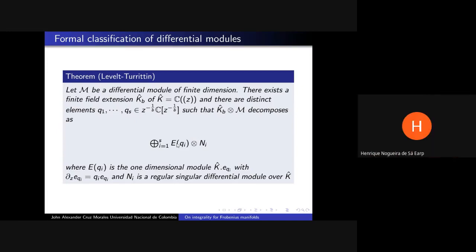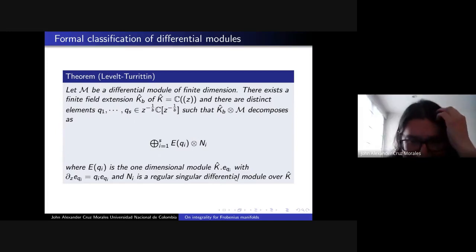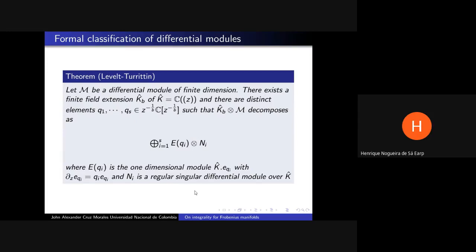I'm a little perplexed by the vocabulary. What's a regular singular module? This means that the singularities of the differential equation are regular, logarithmic. For example, like the case of the Picard-Fuchs equation. You take a Picard-Fuchs equation and look at the singularities of this differential equation. They are regular in the sense that they are logarithmic. They are not poles of higher order. That's the point. Okay, that's the meaning. Exactly.